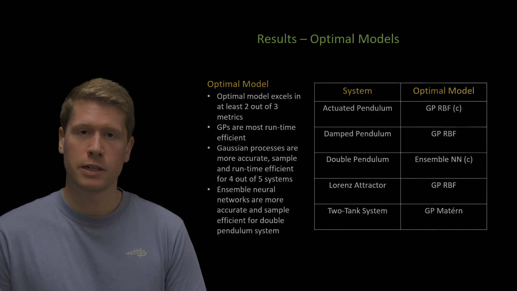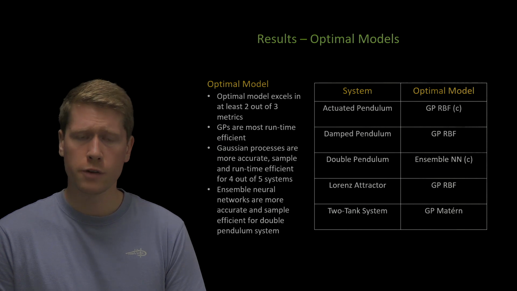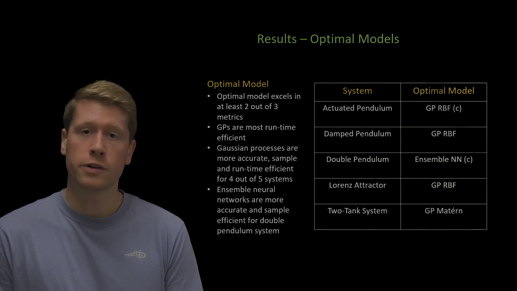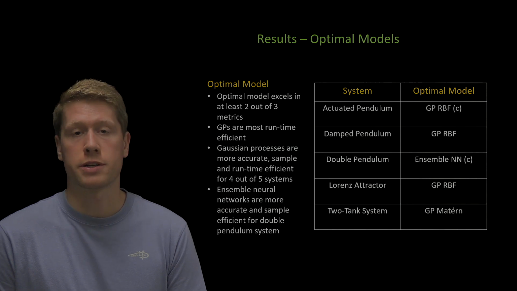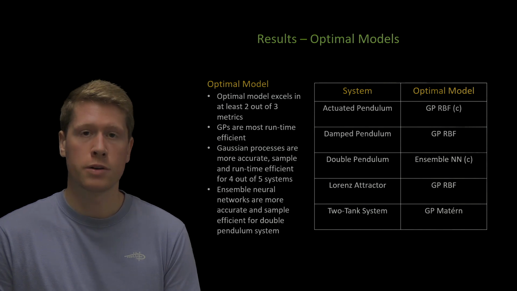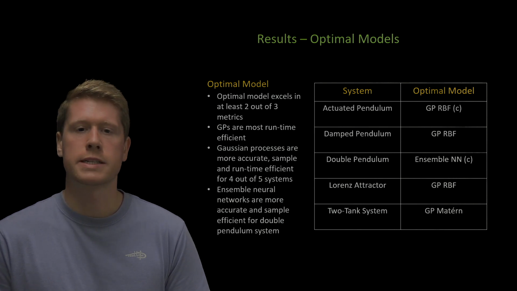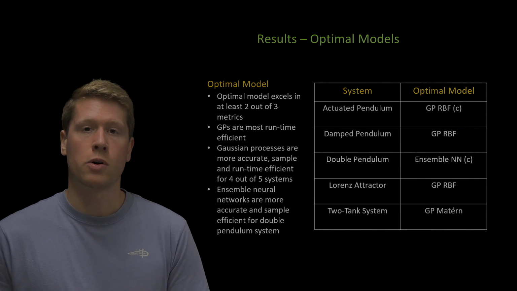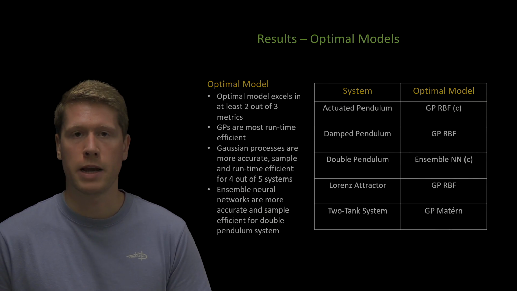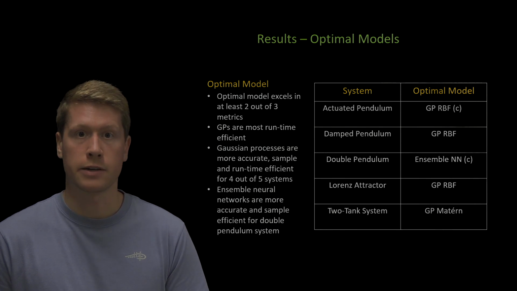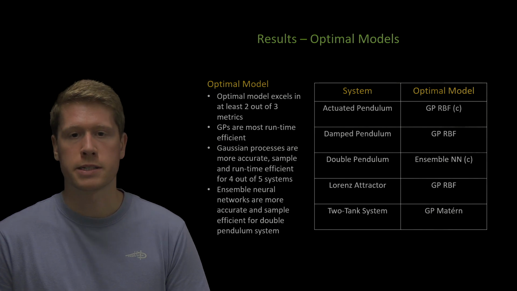The optimal model we've seen as the one that excels in at least 2 out of 3 of these metrics. For 4 of the 5 models, this was a Gaussian process model. For the double pendulum, however, we've seen that the ensemble neural network was the most sample efficient and also the most accurate model. So it really seems that for the more complex system, an ensemble neural network is a good alternative, but for the more simple and low-dimensional systems, Gaussian processes really excel.